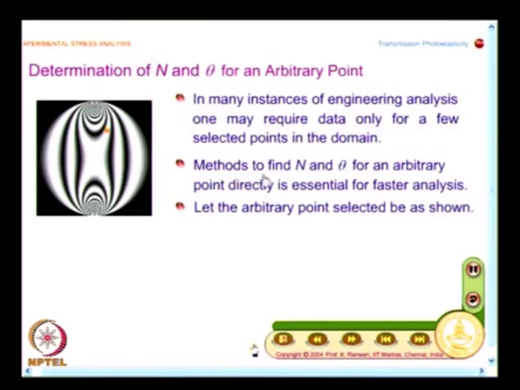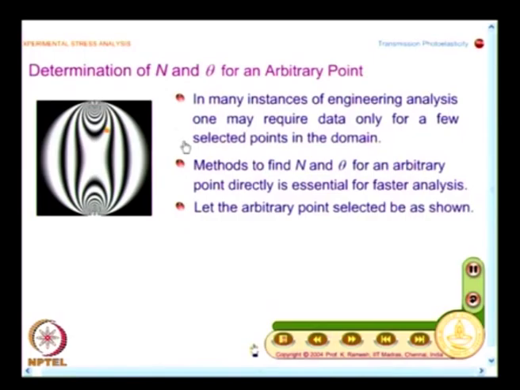So, methods to find n and theta for an arbitrary point directly is essential for faster analysis. And you already know, suppose I want to find out n and theta: for n I can go to a circular polariscope, for theta I have to necessarily go to a plane polariscope. In fact, determination of theta at any arbitrary point is far simpler and more straightforward than finding out n. So, first we will look at how to get theta, then we will find out how to get the fringe order n.